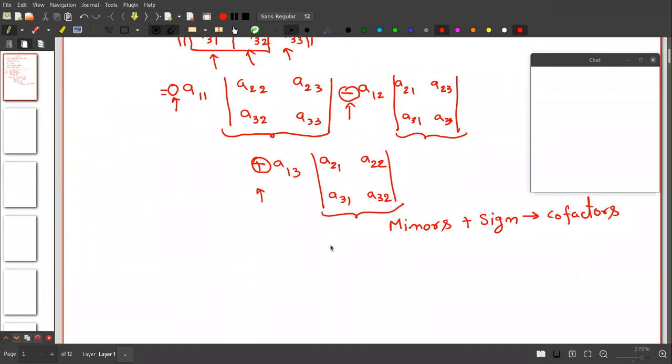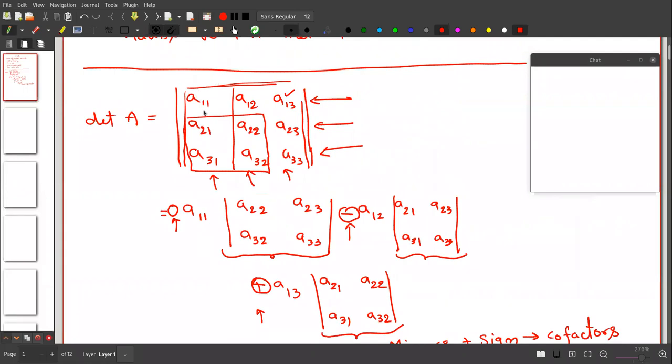Okay. So when we put the sign, they are called cofactors. Each element of a matrix has a minor. If I want to write the minor corresponding to A11, these are the minors corresponding to A11. So we can form a different matrix, say these are the minors M11, M12, M13, and so on, M21, and so on.